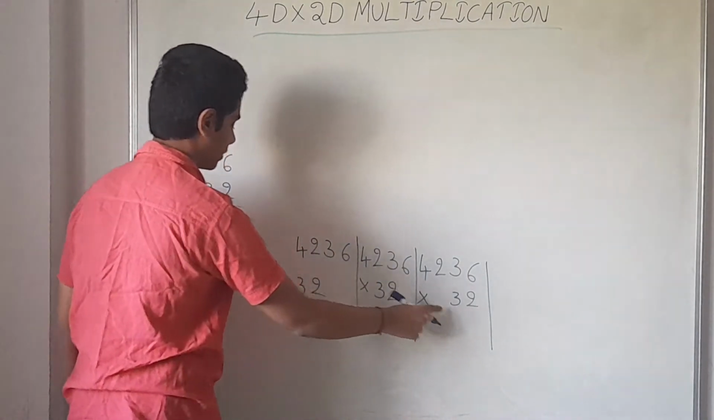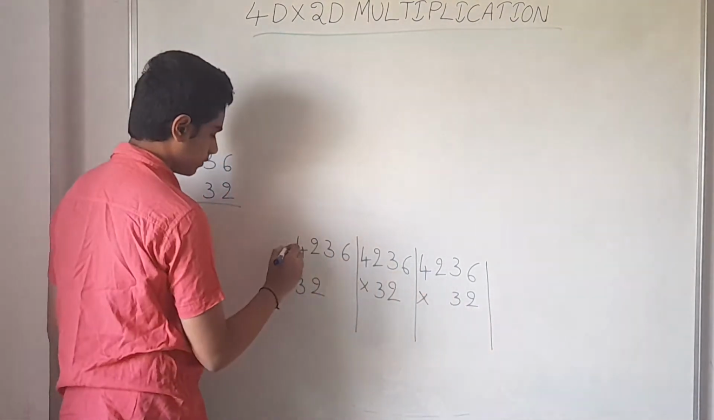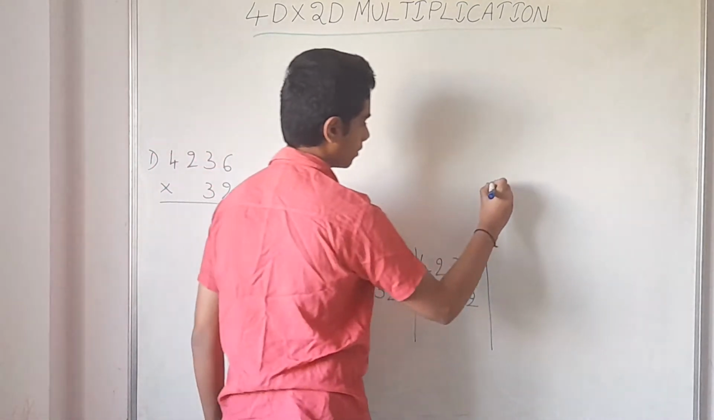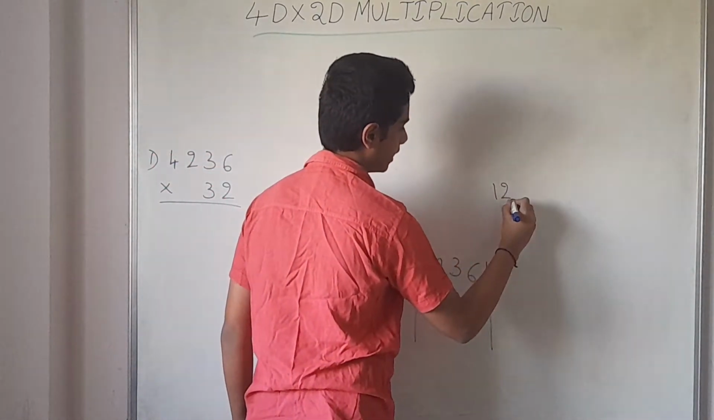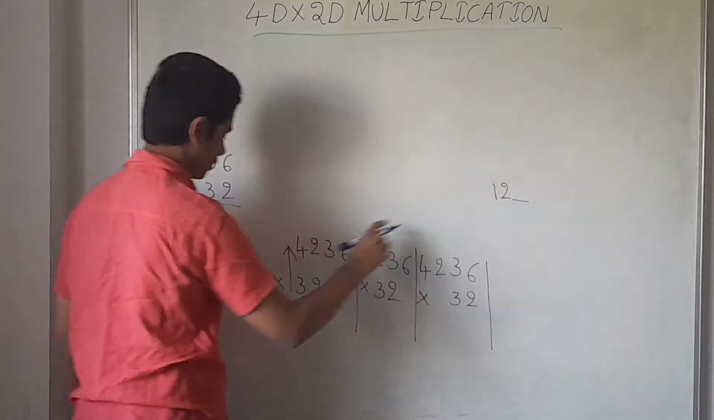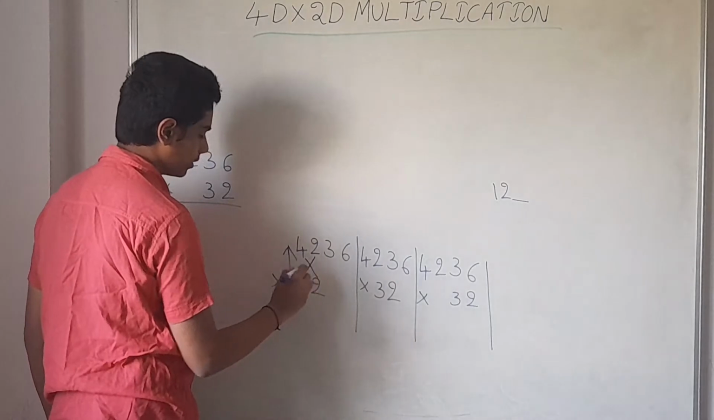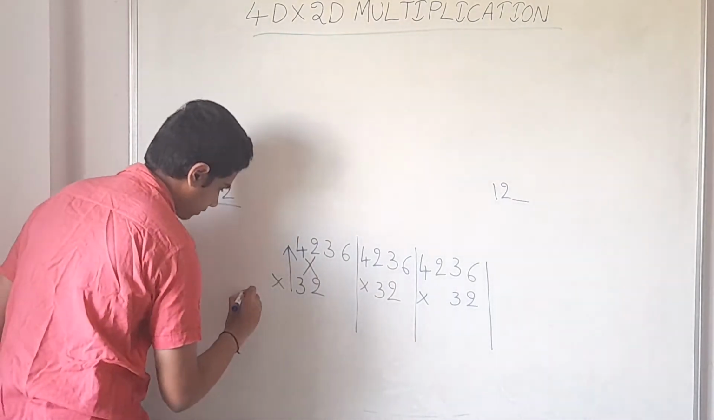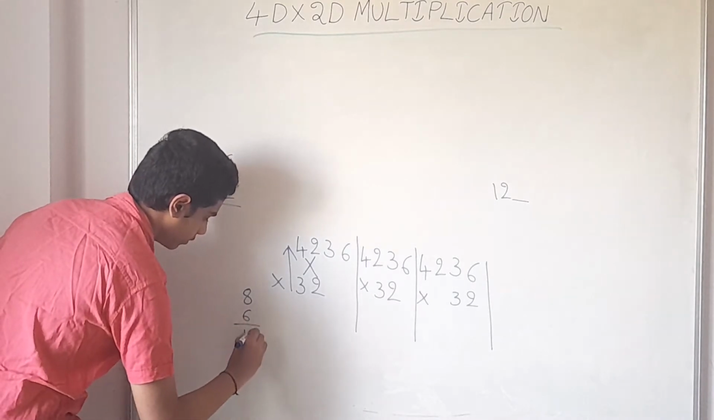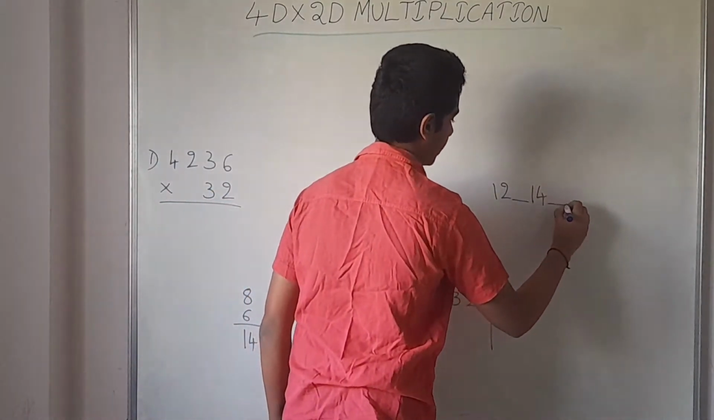1, 2, 3. The first step is you should multiply from right to left. So first you should multiply 4 into 3, that is 12. And then write a dash. Remember this is just a dash, not a minus symbol. Next you should multiply 4 into 2 plus 2 into 3. 4 into 2 is 8. 2 into 3 is 6. 8 plus 6, 14. So write 14 and again keep a dash.